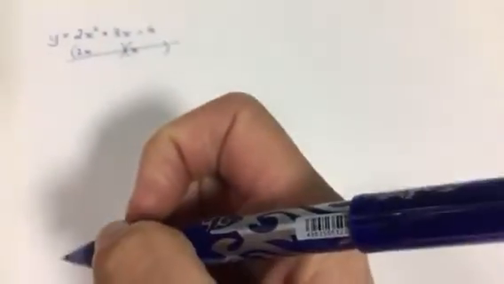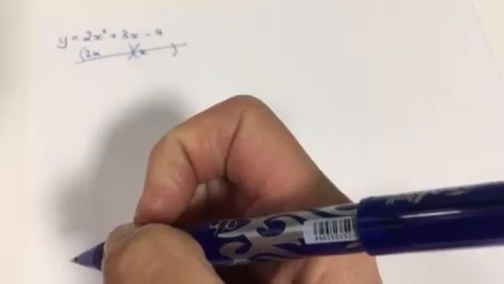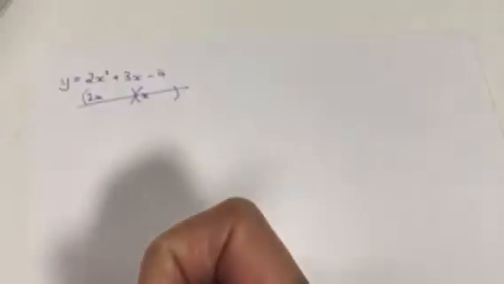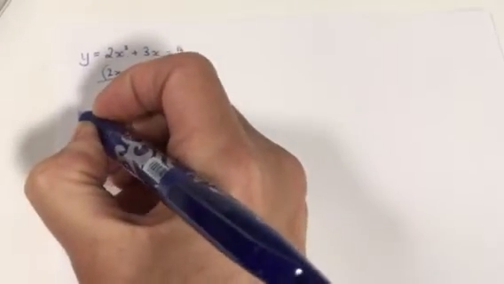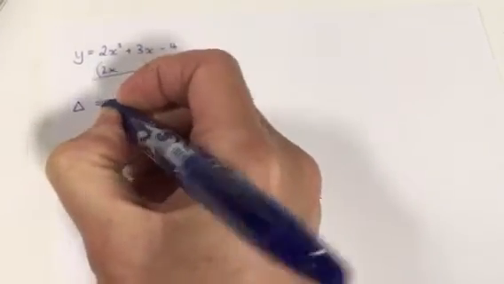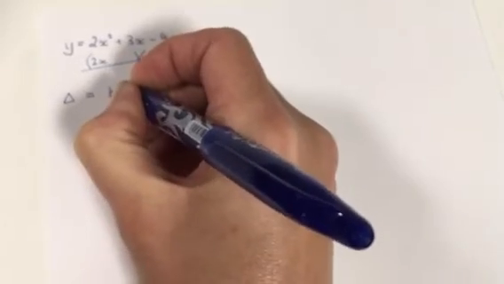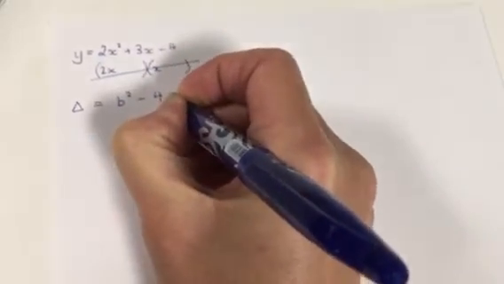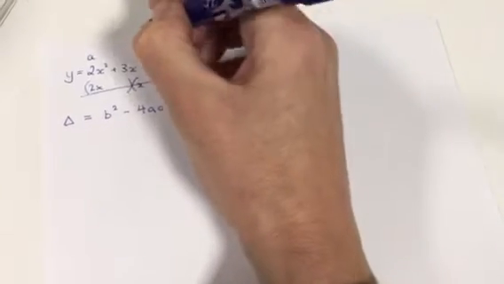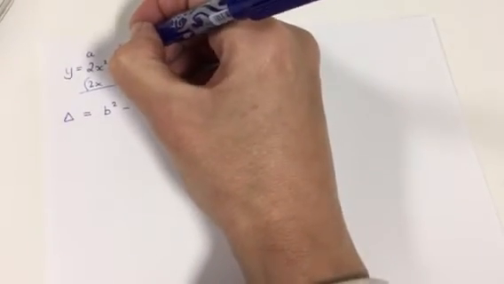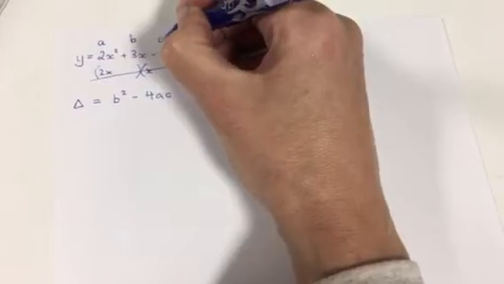So before I use the quadratic formula to find my roots, it's a really good idea to see if I actually, in fact, have any roots to find. So I do that by using the discriminant. So the discriminant is equal to b squared minus 4ac. And if this is in standard form, my coefficient of x squared is a, my coefficient of x is b, and my constant is c.